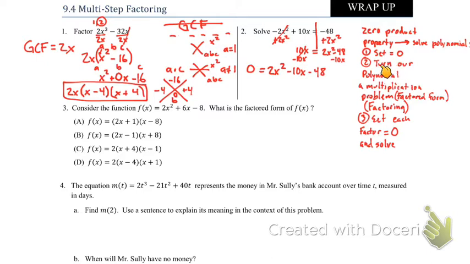So after step 1, we are going to turn this into multiplication or factored form. So kind of have to do this process over here that we did. So check, do I have a GCF?